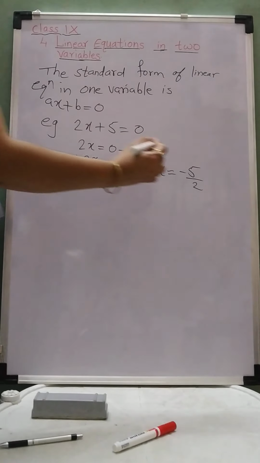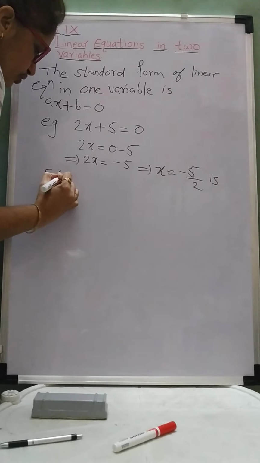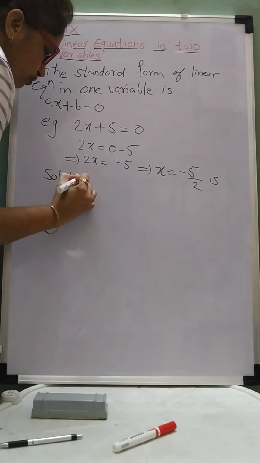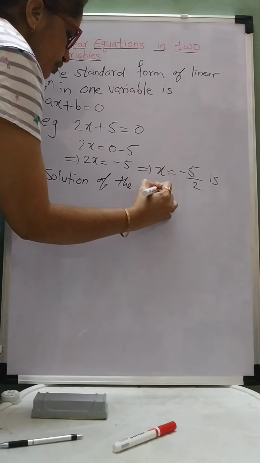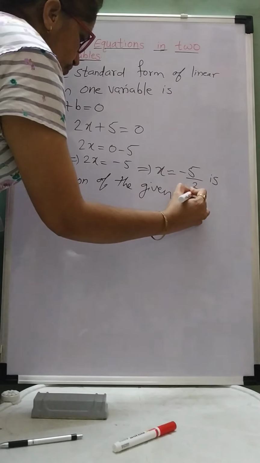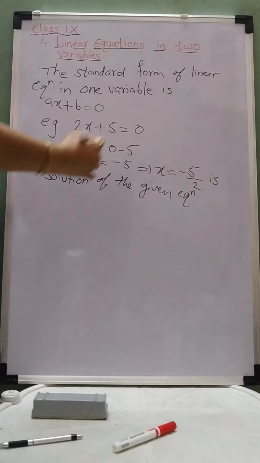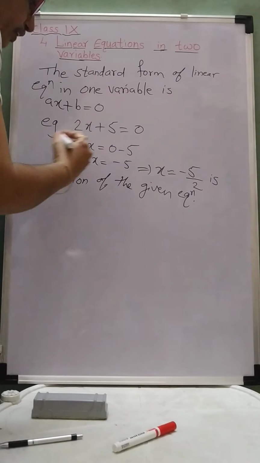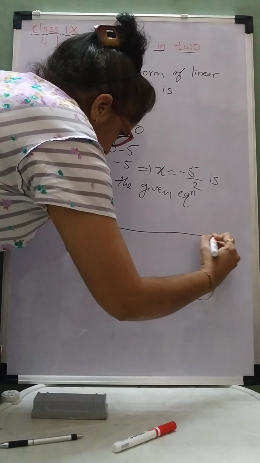Is the solution of the given equation. We can represent this solution on a number line also. We can represent the solution of this linear equation on a number line. Now, since it is in one variable, we can represent the solution on this number line.